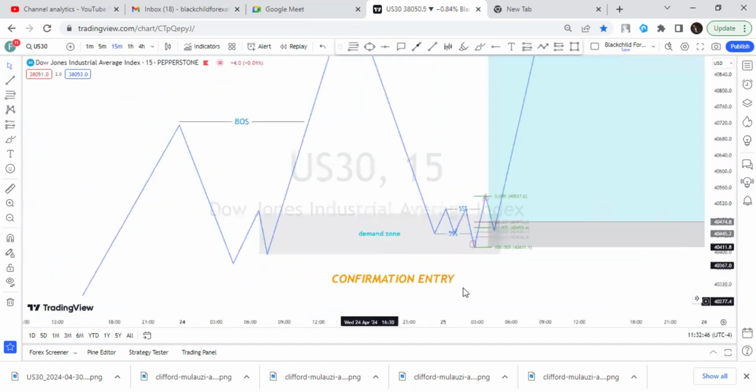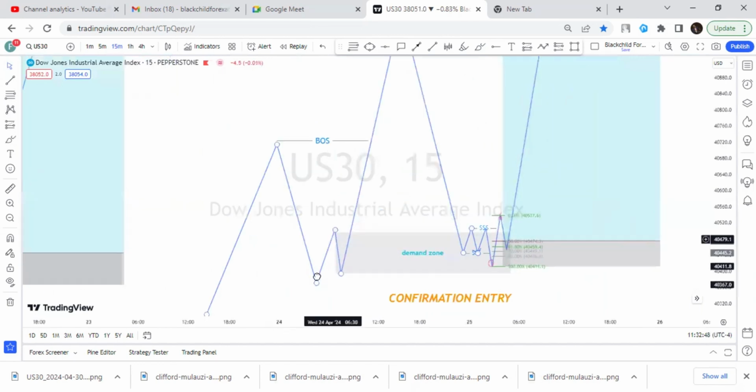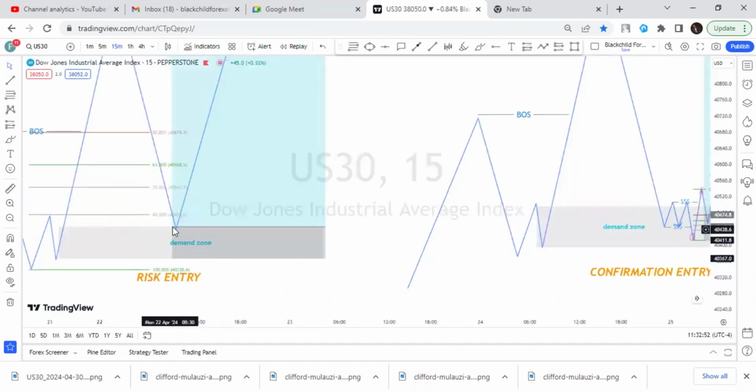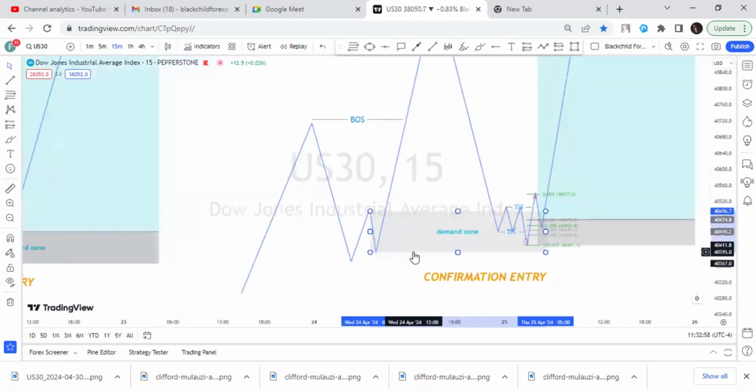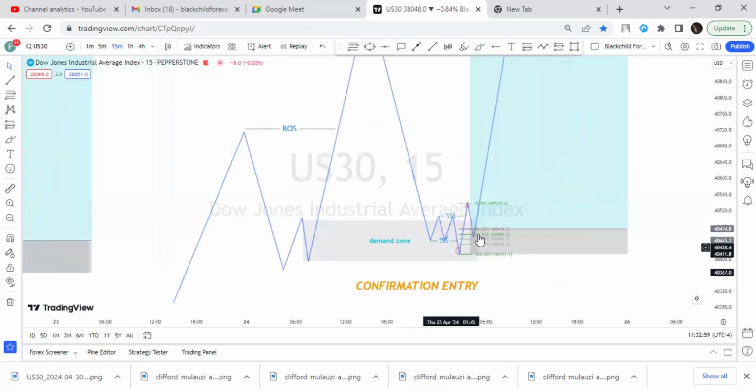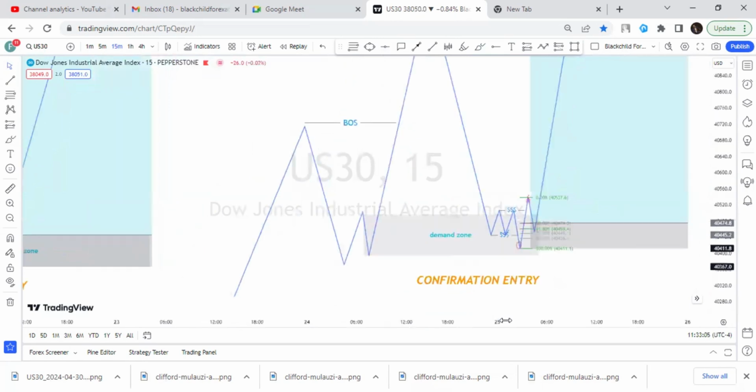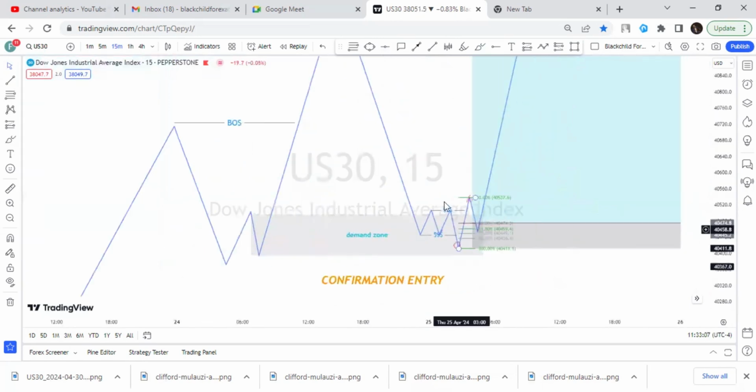Now, I want to show you the differences between the first and the second. The first one is we are simply just entering the minute the market comes in this area. We're not considering anything. The second one, we are considering a number of factors, including liquidity being grabbed on a smaller time frame. And trust me, guys, in as far as you pay much attention, you're gonna see this thing happening every single time. So wait for this confirmation to show up before you take your trade.